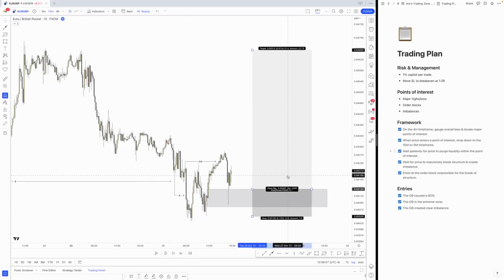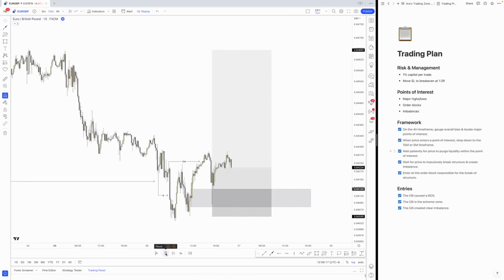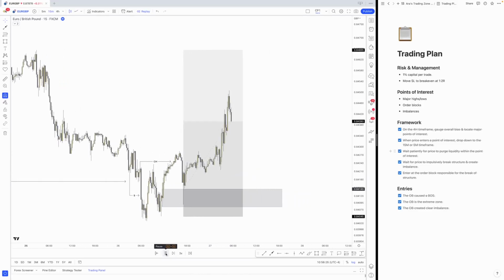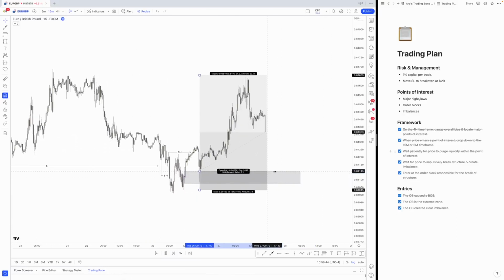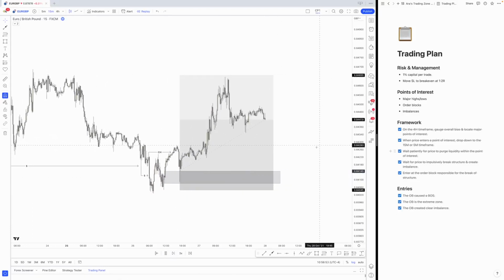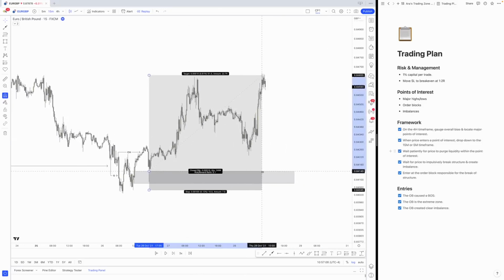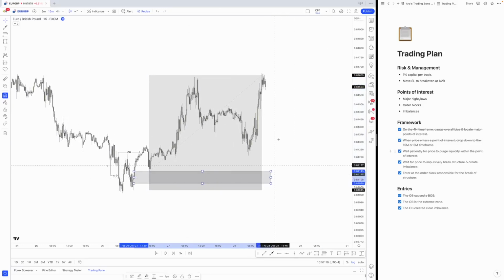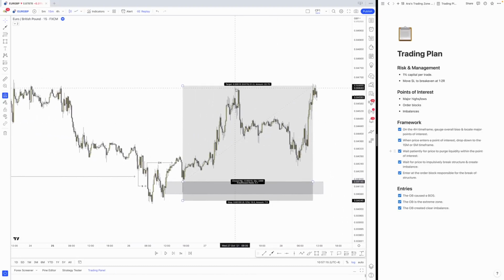Okay, so we do get tagged in there. Quite a bit of drawdown on that, but that's okay. The order block is still being respected. Okay, so we can see that after quite some time, the final take profit was hit. You certainly could have taken profit at these highs here, but overall the final take profit did get hit eventually for a 5.1 risk to reward ratio.